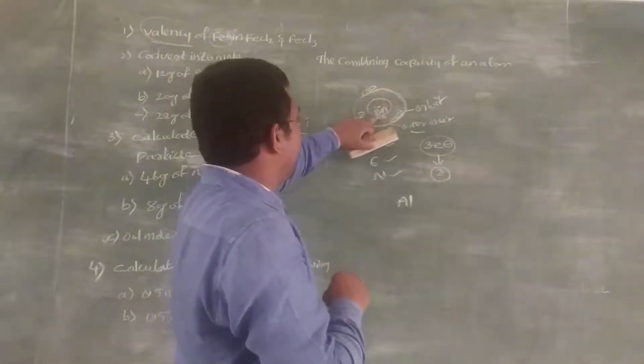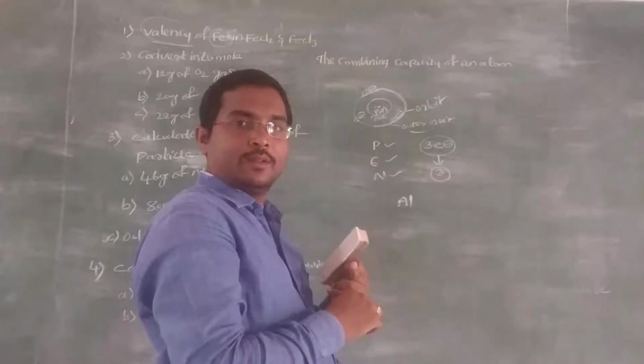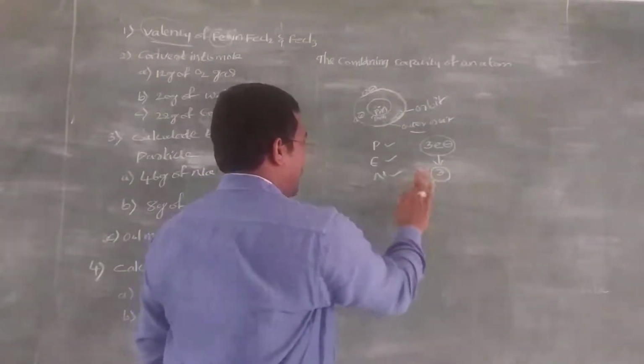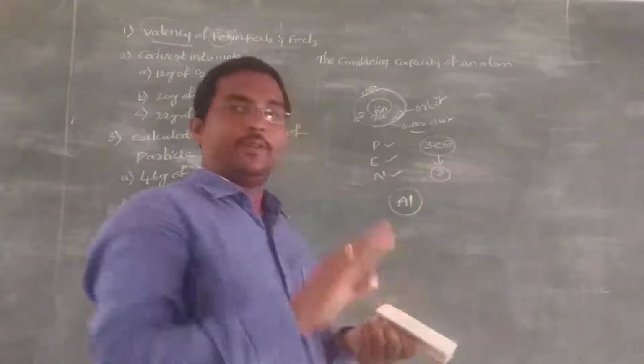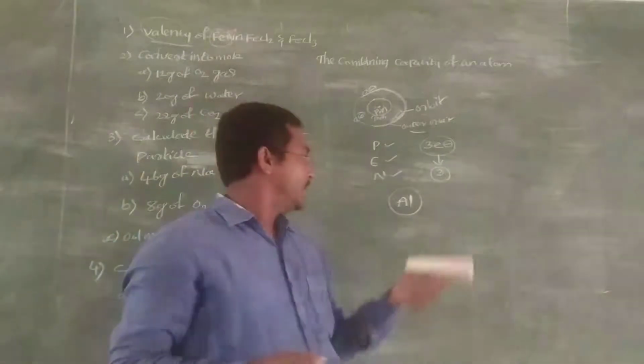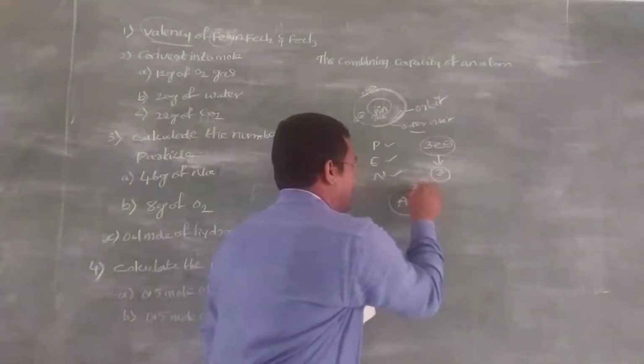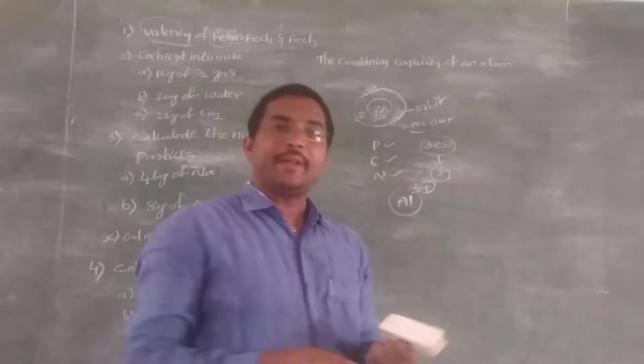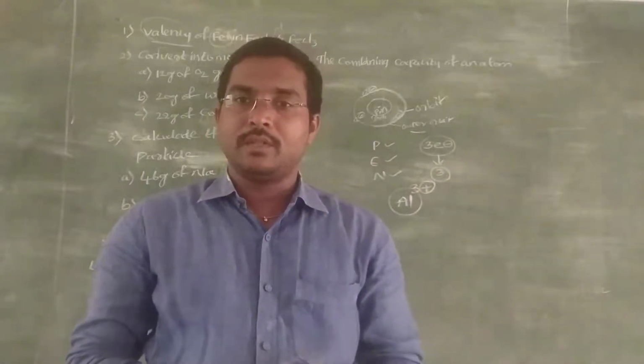See here, the valency here. Nitrogen, no, not nitrogen, aluminum. Nitrogen is different. So aluminum is Al3+. So this is the valency.